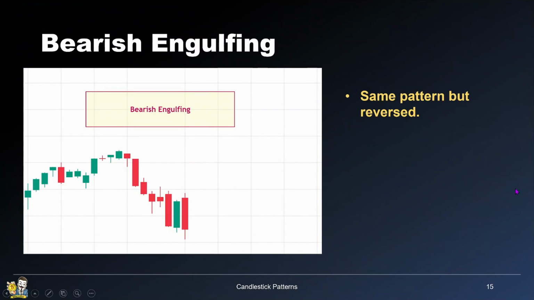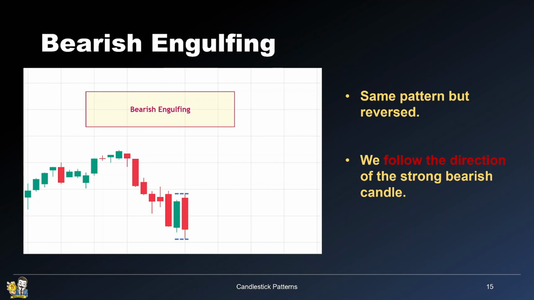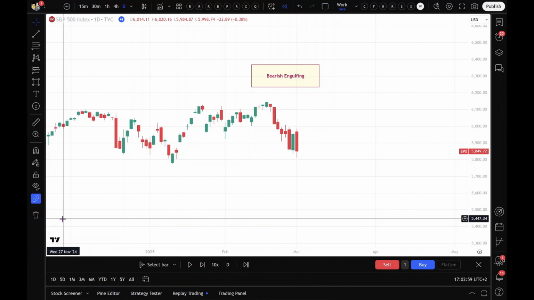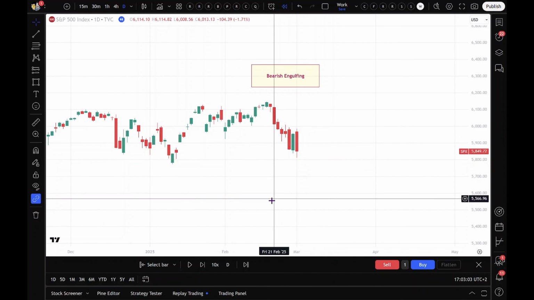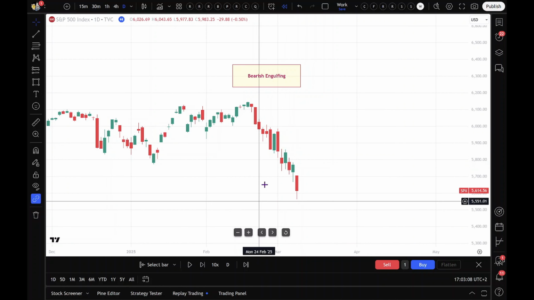It's the exact same concept, but reversed. In fact, as we can see in this picture, there is a strong candle that engulfs the previous bullish candle. This strong candle gives us the direction to follow, the direction to the south. As we can see, we have a bearish setup due to the engulfing candle. And if we look at what the price will do, we can clearly see that the next days are bearish.